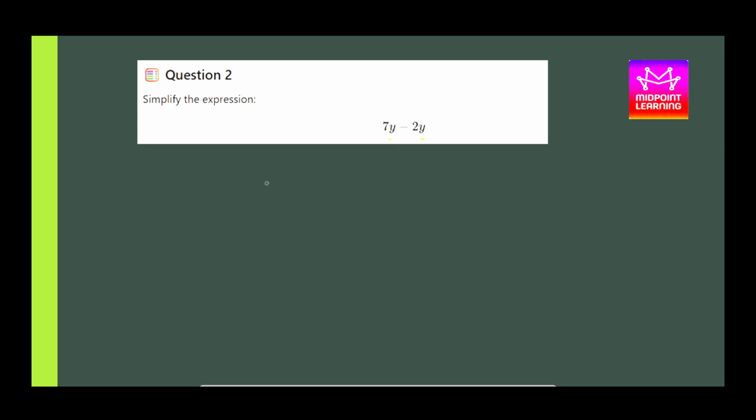Now what do we do here? We take the variable because it's common in both terms and then we write 7 minus 2. So 7 minus 2 is 5. So the answer is 5y. Correct?